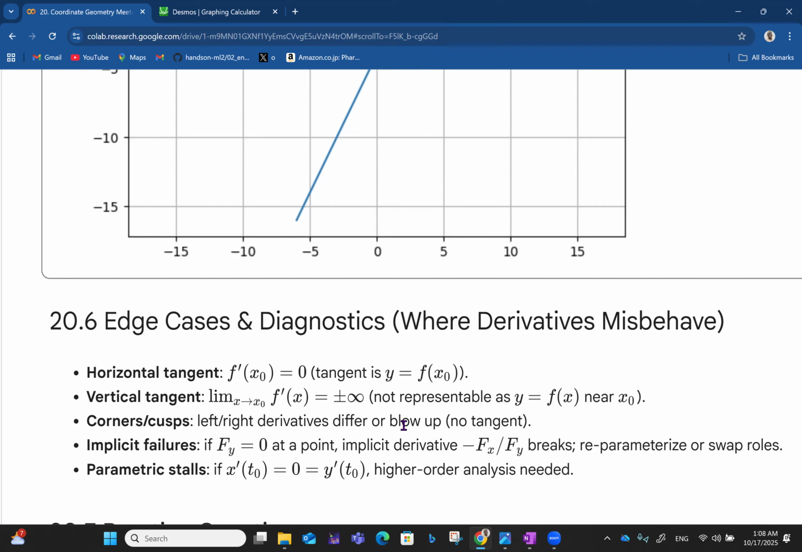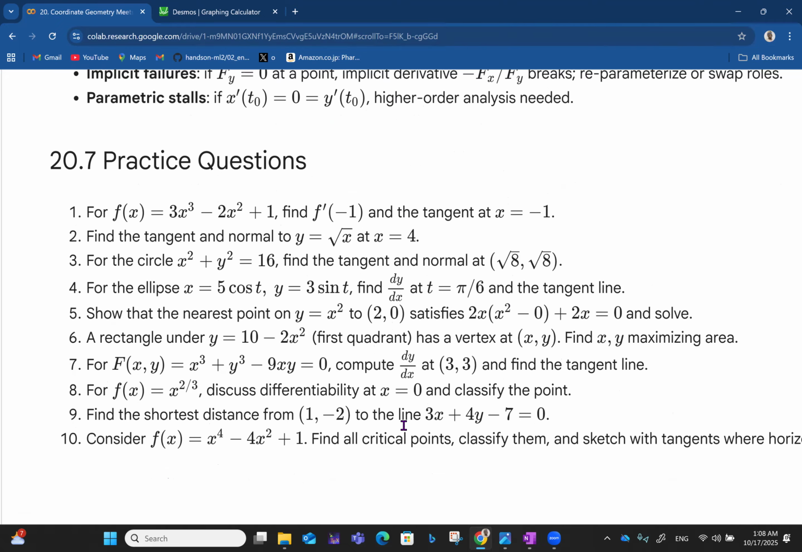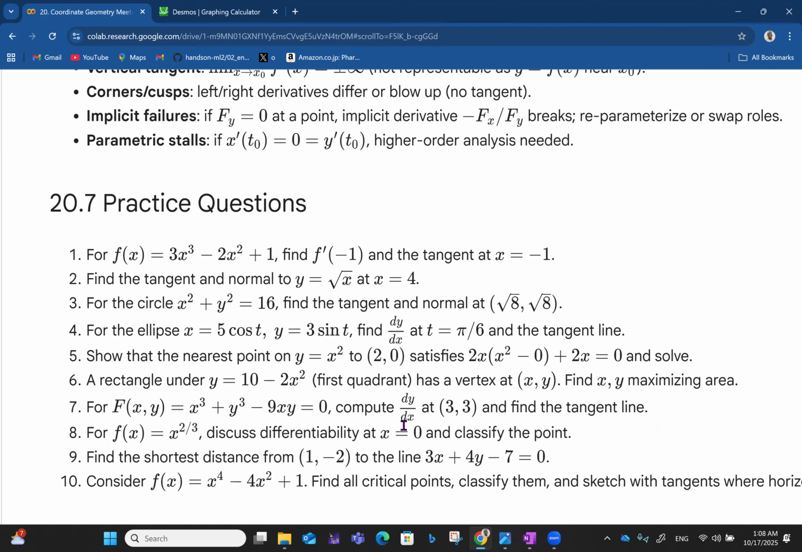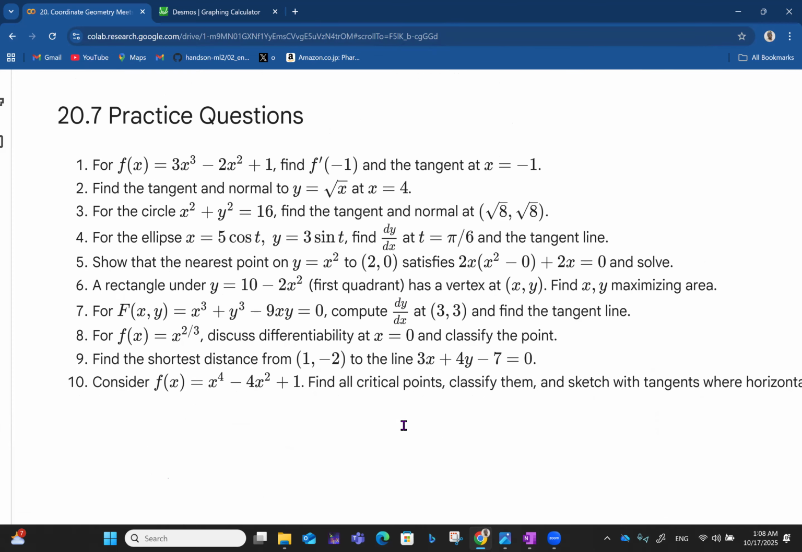In the case of parametric, because you're dividing by dx dt, for x equals x of t and y equals y of t, dy dx is actually dy dt over dx dt. If dx dt is 0, then you can't do anything. So those are edge cases, and their derivatives get to misbehave.